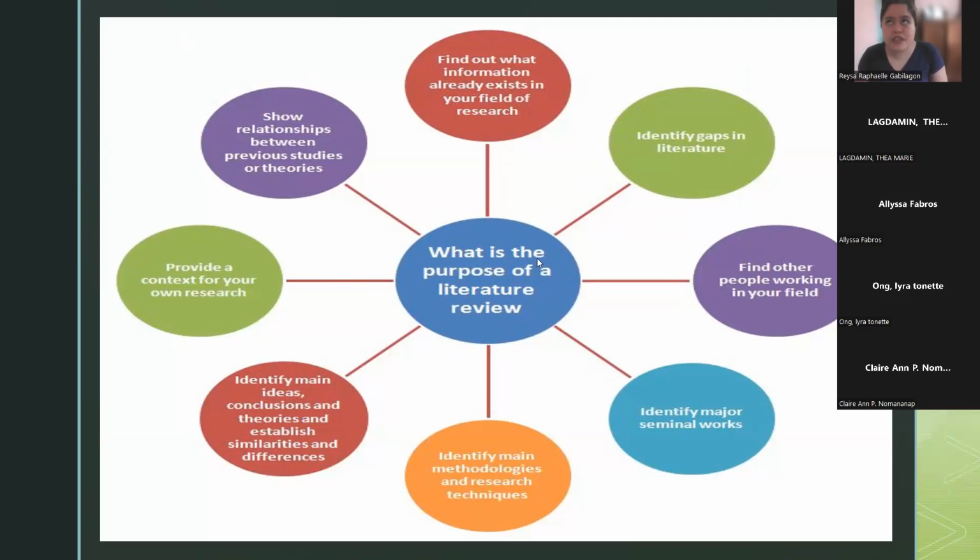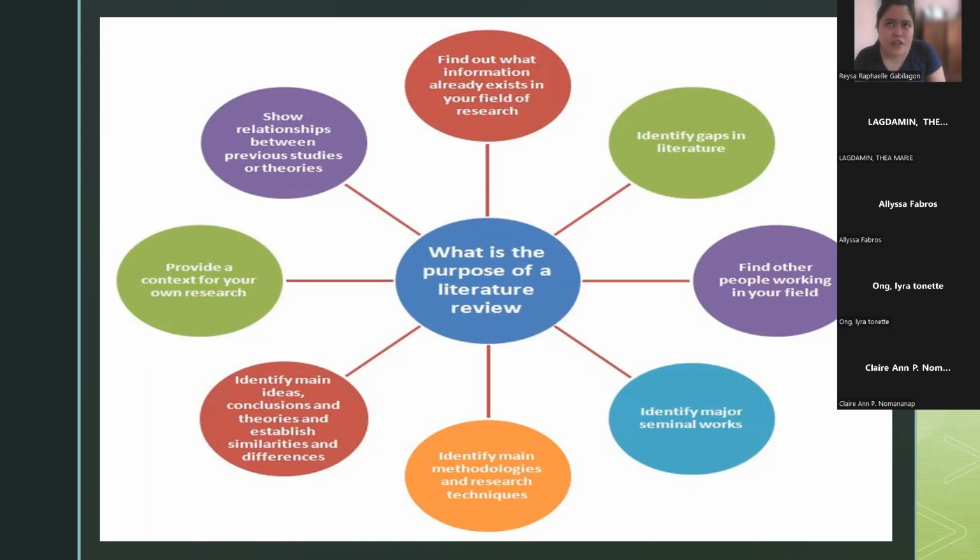What are the purposes? So, syempre, number one, for us to gather a lot of information about our research problem or research topic. If our research topic is about COVID-19, we need to know a lot about that. What is already published, what is already known about COVID-19. We need to gather those information for us to find out more, for us to learn more about our topic, and that will help us what to do and what we are going to do with our research paper.